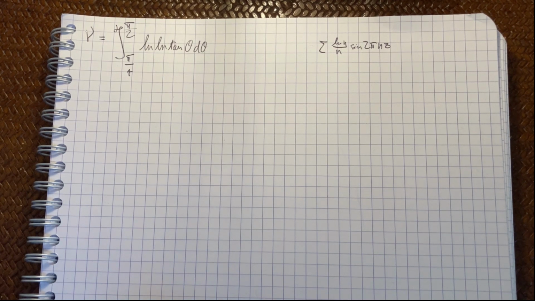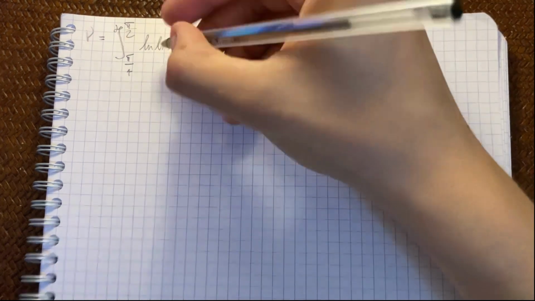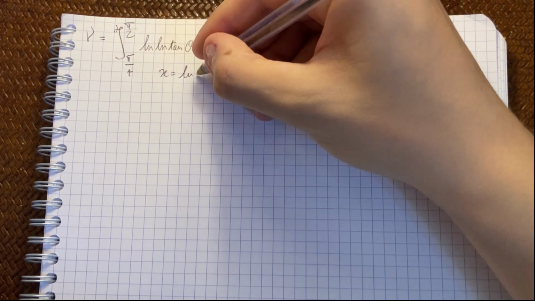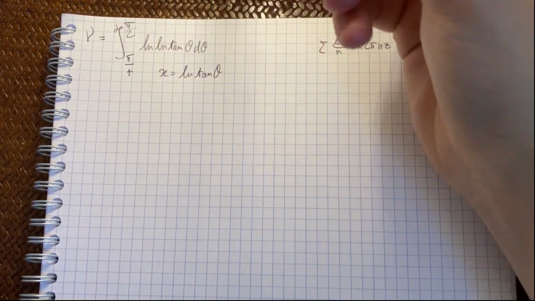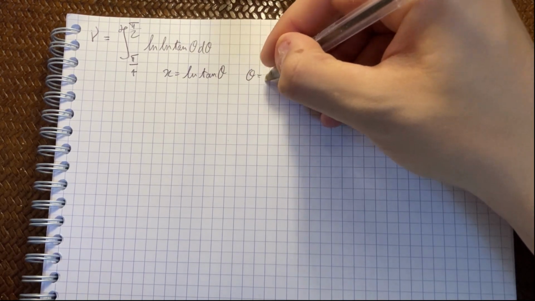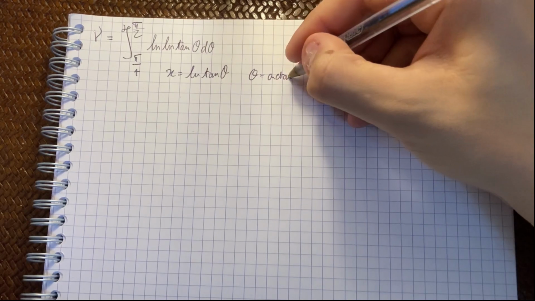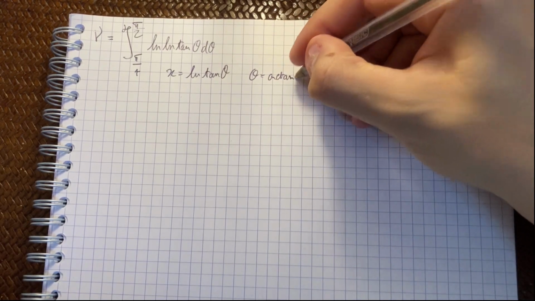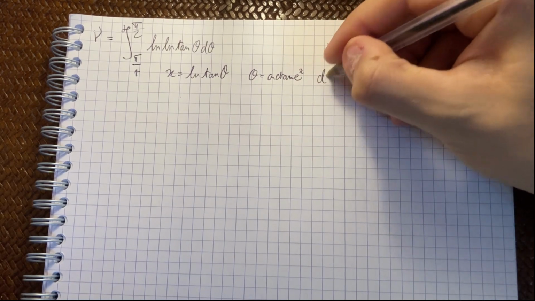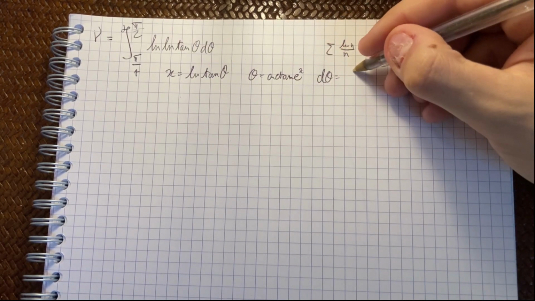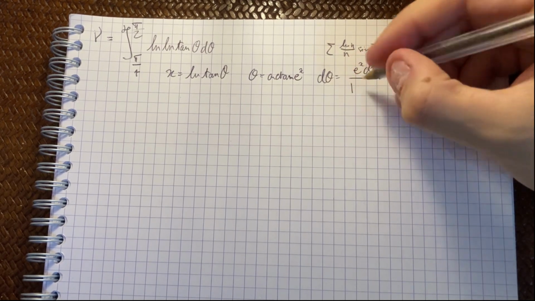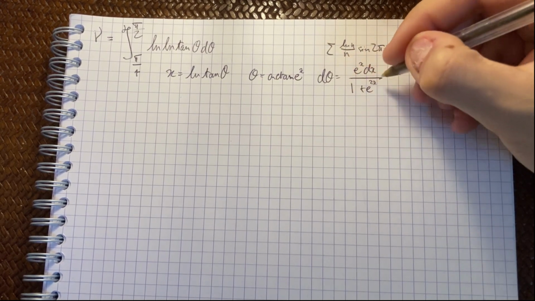So here we go. First, we do the substitution x equals logarithm of tangent theta. Then we see immediately that theta equals arctangent of e to the x, and if we differentiate, d theta equals e to the x dx divided by 1 plus e to the 2x.